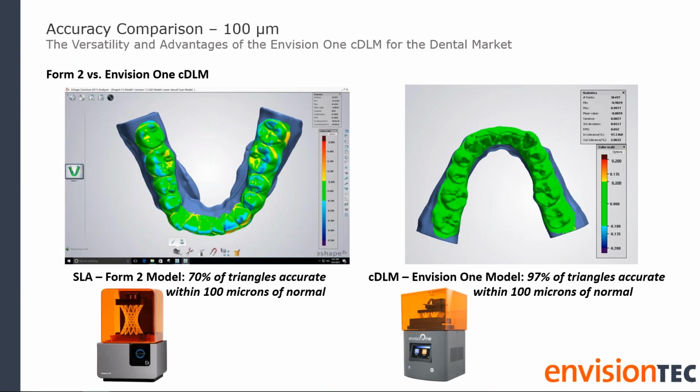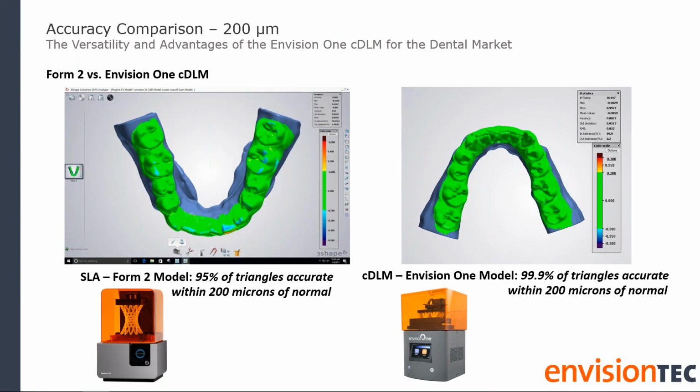Next, we're going to take a look at the Form 2 versus the Envision One cDLM. So the Form 2 model at 100 microns, which again, this is EnvisionTEC standard, is at 70% accuracy. And just to repeat, the Envision One was at 97%. Now, if we look at the ABO standard, which was 200 microns, the Form 2 came close at 95%, but did not hit that target of 99.9% accuracy, whereas the Envision One was able to do that.